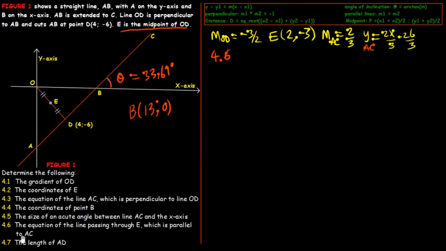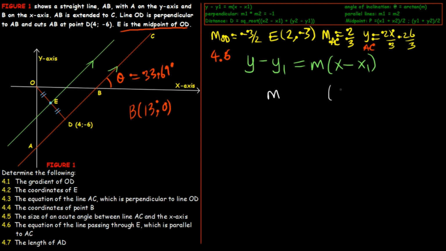On question 4.6, we need the equation of the line passing through E, which is parallel to the line AC. Let's highlight that line on the diagram. This line is the one whose equation we need to determine, which is parallel to the line AC and passes through the point E. To determine the equation of a line, we use the formula here as given, which implies that we need the gradient and the point x1, y1, which is along the line.